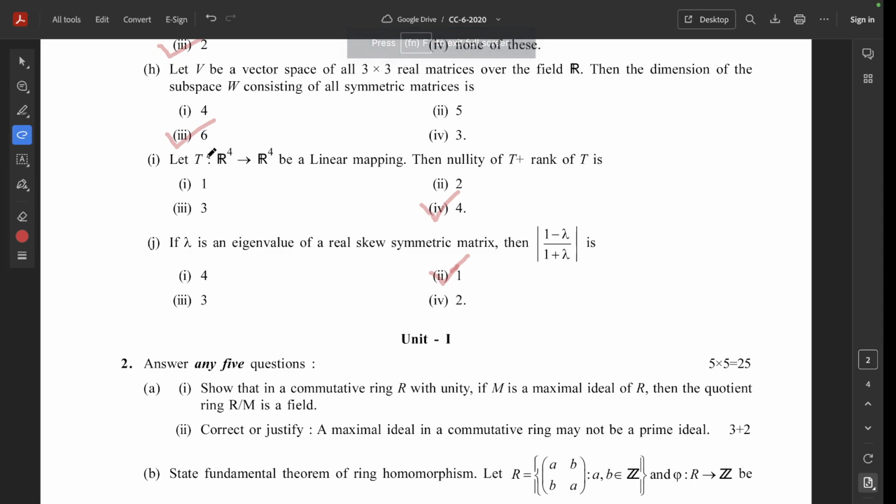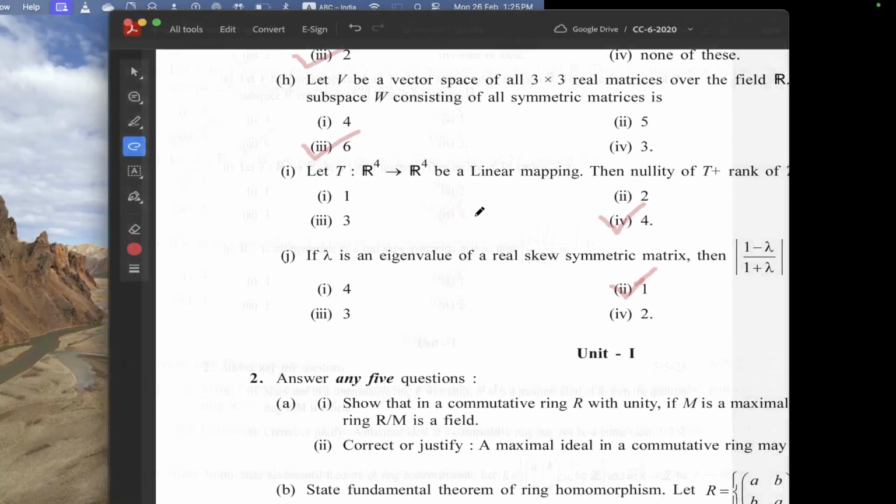Question I. Let T map R4 to R4 be a linear mapping. The nullity of T plus the rank of T is, the correct option is 4, that is 4.